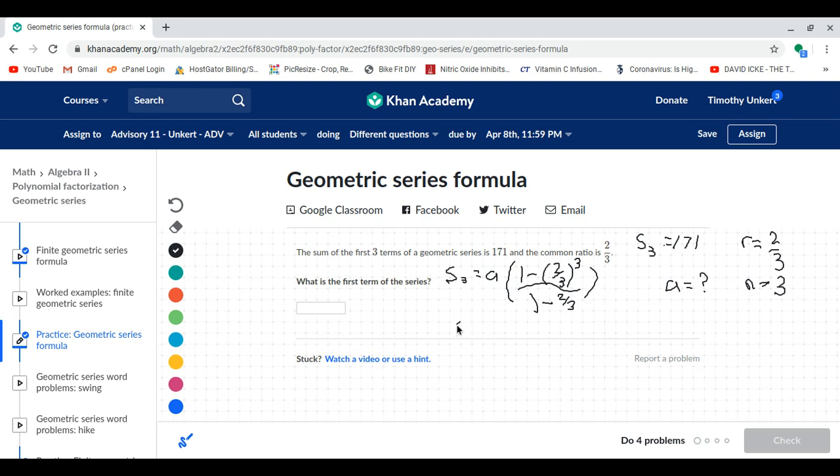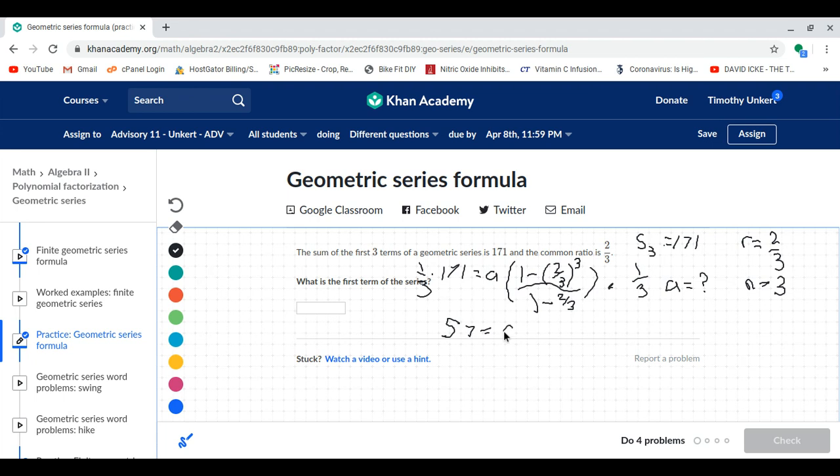Okay, so if I work that out, actually, let me substitute in what the sum of three terms is. So we know what that is. We're going to substitute in 171. So this bottom part is going to be 1/3, because 1 minus 2/3 is 1/3. If we multiply both sides by 1/3, we're going to get 171 over 3, which is 57.